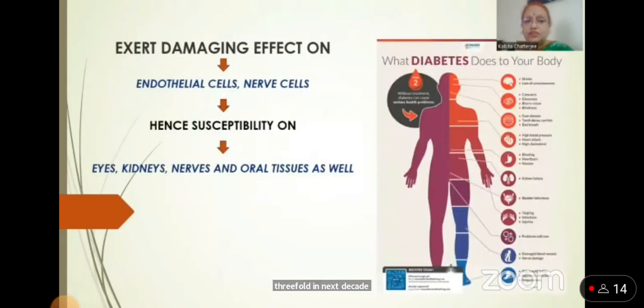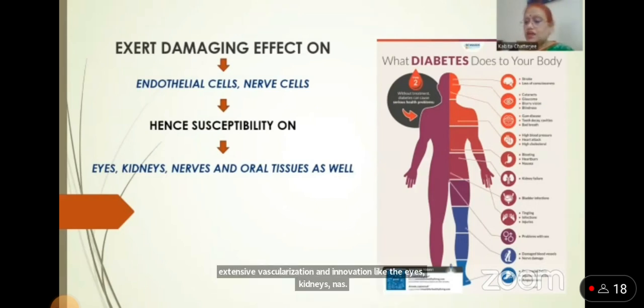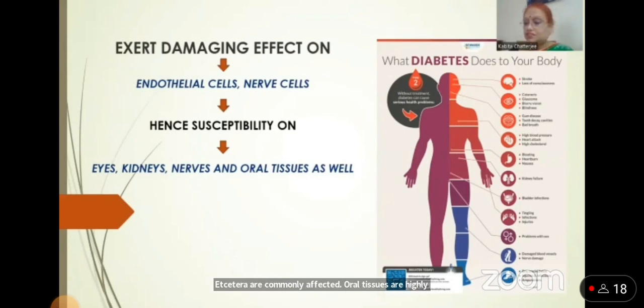The abnormal metabolic disorder in diabetes mellitus exerts its damaging effect on endothelial cells and nerve cells. Hence, tissues with extensive vascularization and innervation, like the eyes, kidneys, nerves, etc., are commonly affected. Oral tissues are highly vascularized and innervated, so oral complications in diabetes mellitus are also expected.